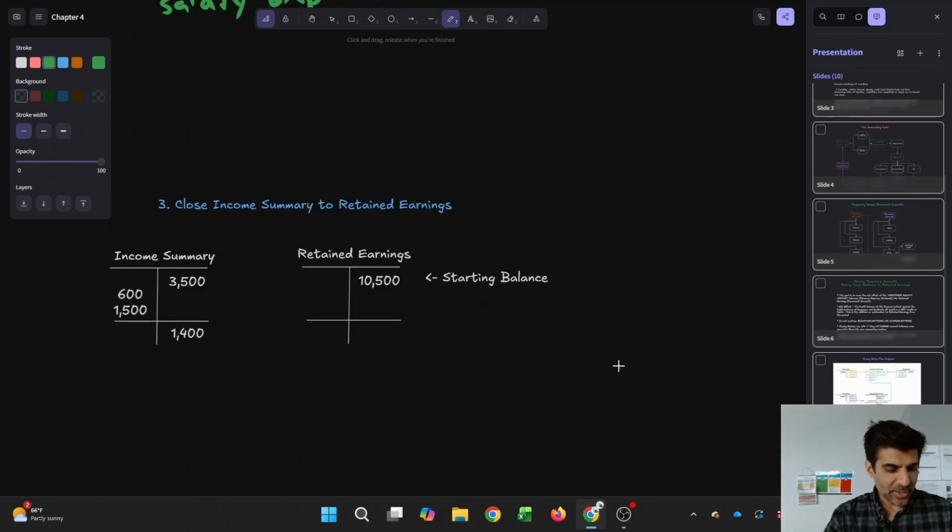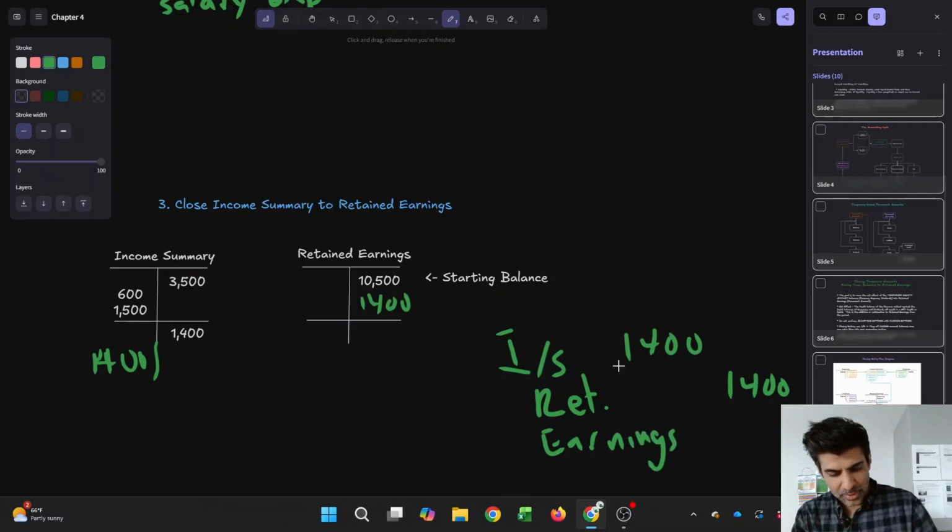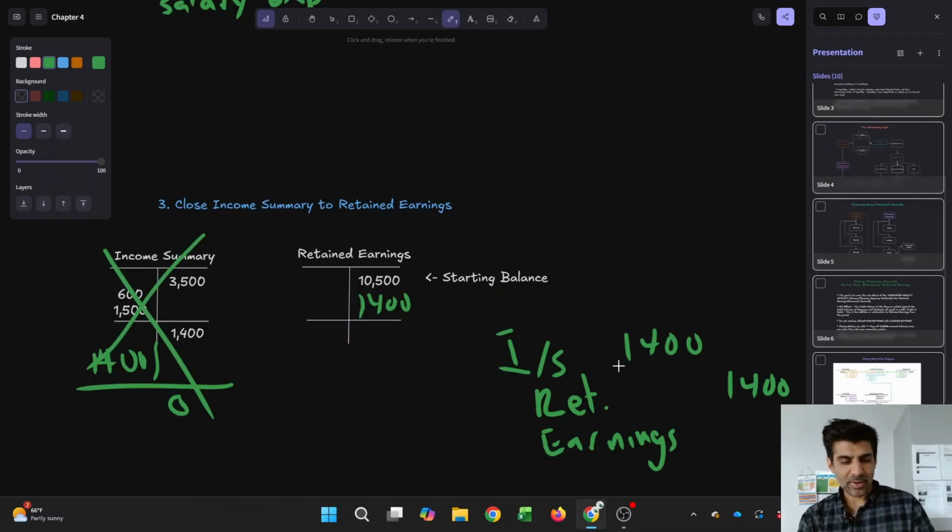Now I need to close income summary. I have this $1,400 balance. I need to debit this 1,400 and credit this 1,400. So again, income summary, debit 1,400, credit to retained earnings. Now this goes to 0 because it's a fake account. I need to make sure this is 0. It should have no balance because it's not real. It's just a placeholder. So I'm happy. This is now gone, and I've moved the balance here.